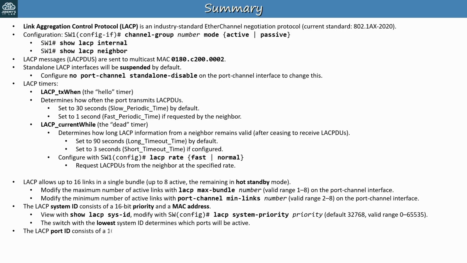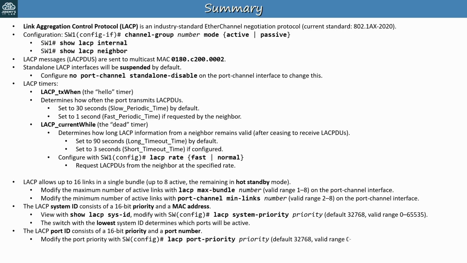It uses the port ID of its ports. The LACP port ID consists of a 16-bit priority and a port number. You can modify the port priority with LACP port priority on each interface. The default is 32768, and the valid range is from 0 to 65535. Ports with a lower port ID will be active, while ports with a higher port ID will be standby. Keep in mind it's the port IDs of the switch with the lowest system ID that decide the active links.